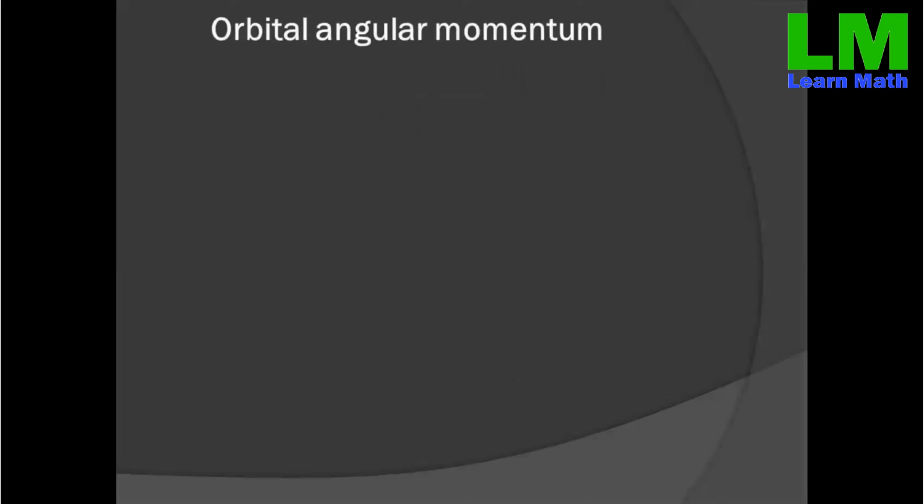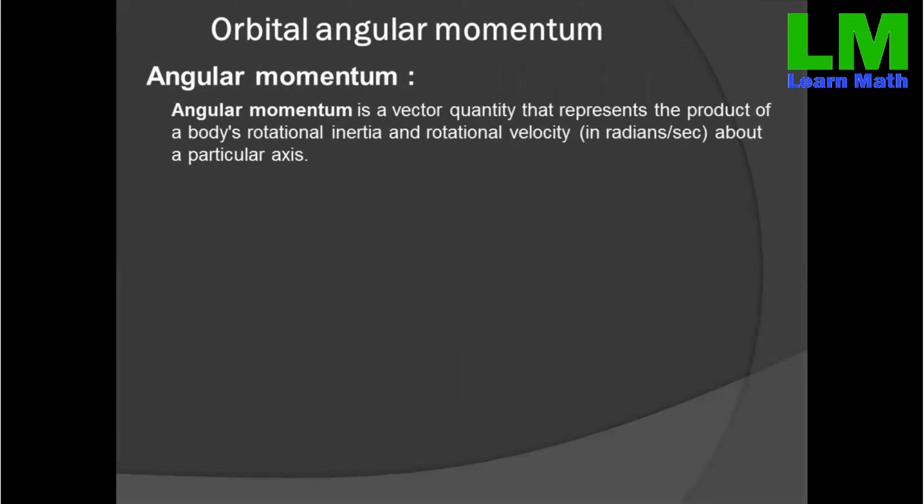And the second topic is the orbital angular momentum. First we need to know what angular momentum is. Angular momentum is a vector quantity that represents the product of a body's rotational inertia and rotational velocity about a particular axis. Formula: L is equal to r cross p, the cross product between rotational inertia and the rotational velocity. Units: kg m square per second, or M L squared T minus 1.